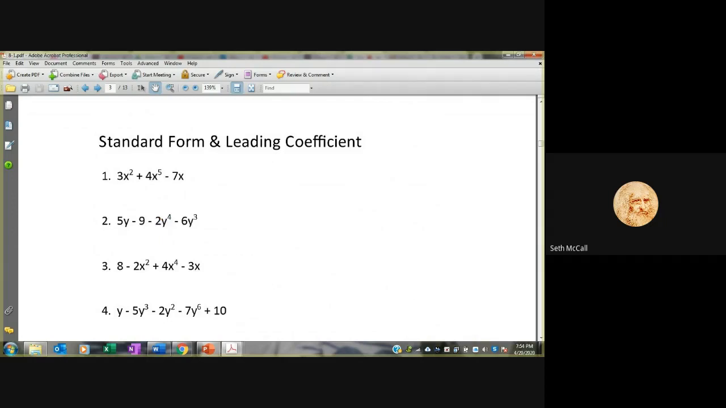All right, let's get them ordered. Starting with the highest degree, you can see the negative 2y to the fourth, this term right there. So we're going to write negative 2y to the fourth. So we got rid of that one, followed by this one right here, which is negative 6y to the third. Cross that one off. Then we have a plus 5y right there, cross that off. And then finally, we have our minus 9. We're going to write that right there. And there you go. That is in standard form.